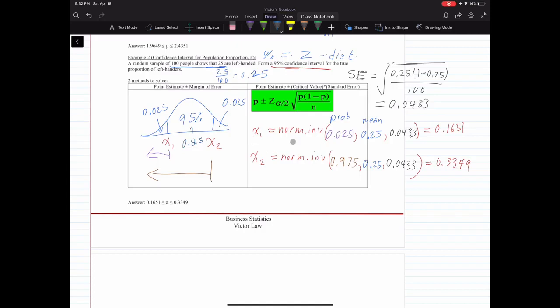So for x1, we have equal norm.inv. It will ask you for the probability. So probability is the probability to the left of x1. The probability to the left of x1 is your 0.025. That's the probability to the left of x1.